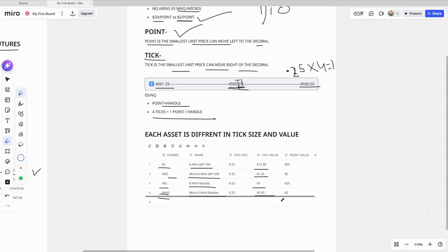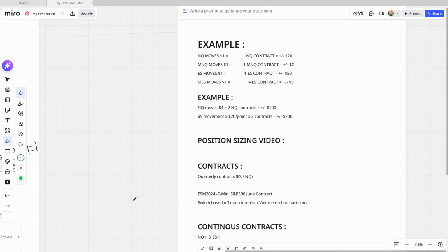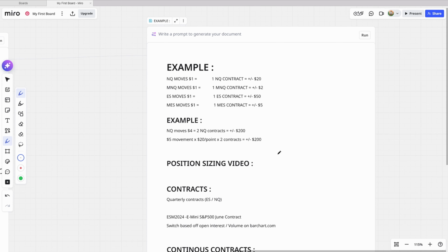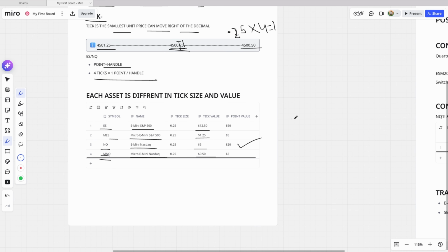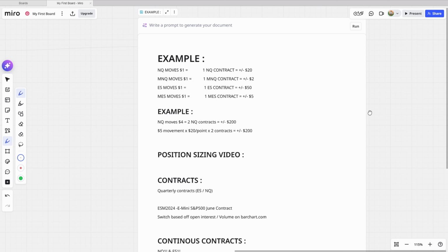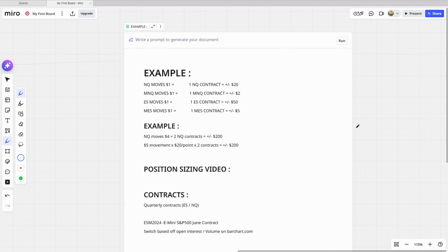So if NQ moves 1 full point, that's $20 per contract. If it moves 5 points and you're holding 1 contract, that's $100. If you're holding 2 contracts, that's $200. It's simple multiplication: points moved times dollar value per point times number of contracts.